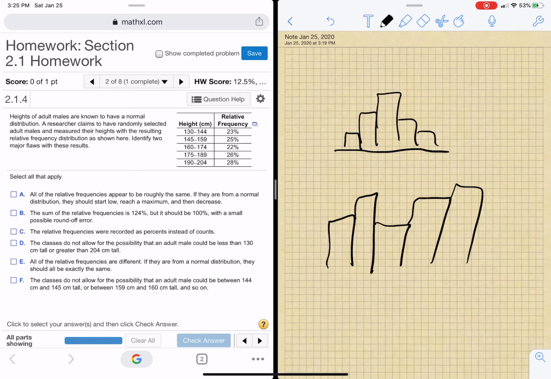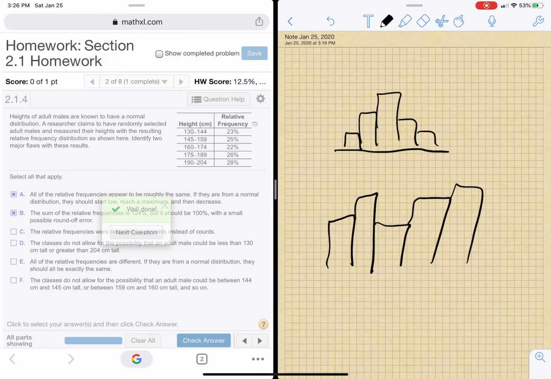So number one's definitely true. Read through number one. The sum of your probabilities, your relative frequencies, has to be 1 because it accounts for all the data. Percents are okay. The reason that D is not true is not that it didn't allow it. It's just that there wasn't anybody at that height. That's why there's no frequencies. Okay, so hopefully this is right.